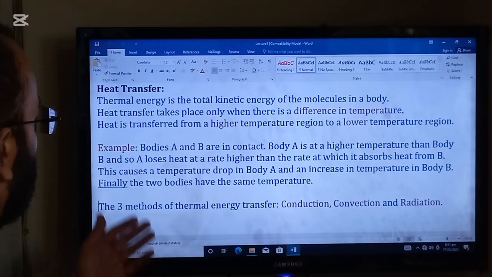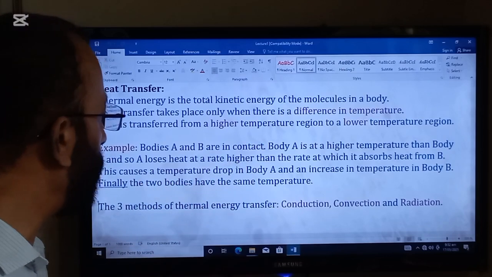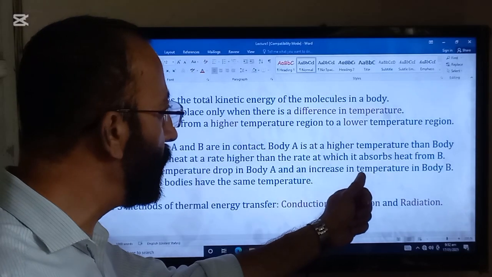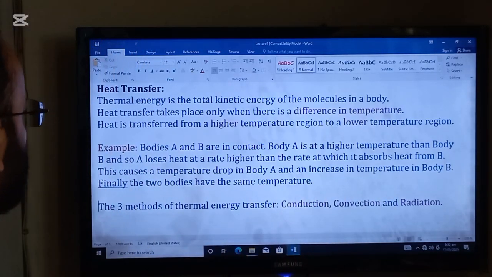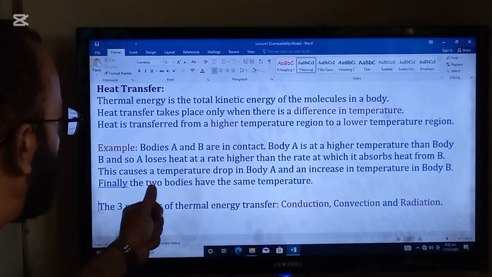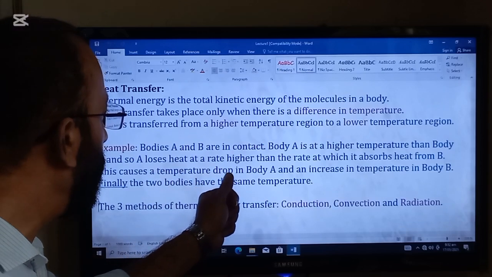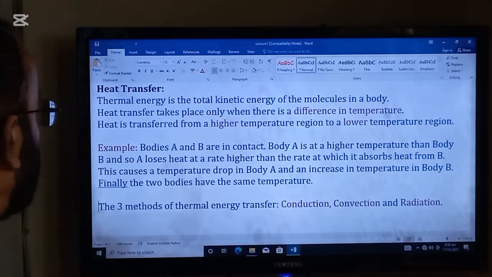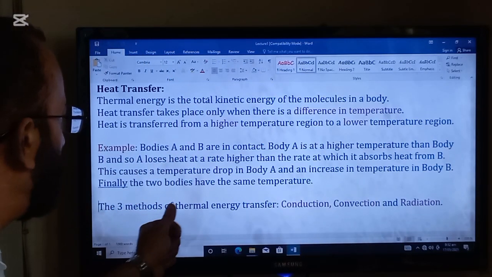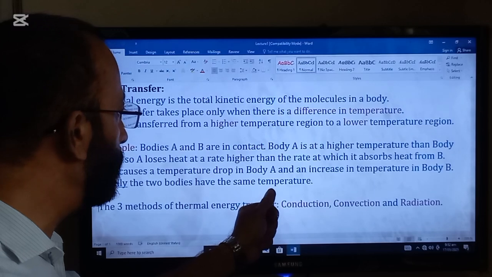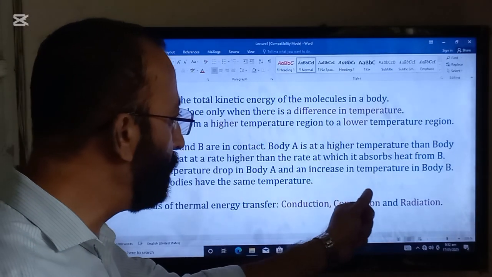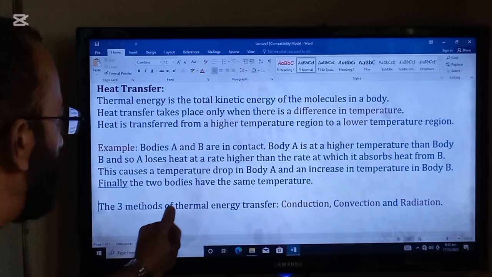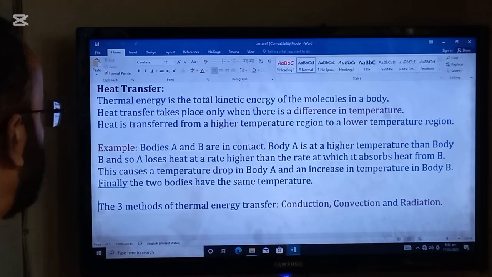An example: bodies A and B are in contact. Body A is at a higher temperature than body B, and so A loses heat at a rate higher than the rate at which it absorbs heat from B. This causes a temperature drop in body A and an increase in the temperature of body B. Finally, the two bodies have the same temperature.